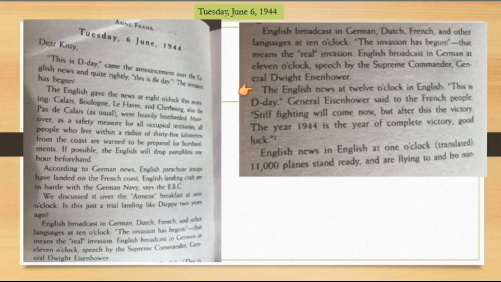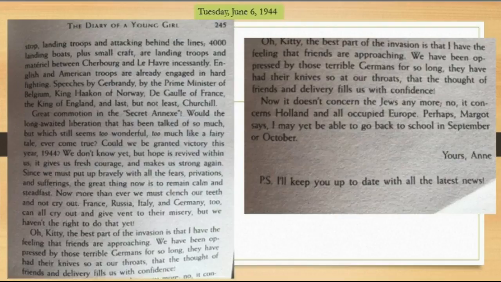This is D-Day. General Eisenhower said to the French people: stiff fighting will come now, but after this, the victory. The year 1944 is the year of complete victory. Good luck. English news in English at 1 o'clock. 11,000 planes stand ready and are flying to and fro, non-stop, landing troops and attacking behind the lines. 4,000 landing boats plus small craft are landing troops and material between Cherbourg and Le Havre incessantly. English and American troops are already engaged in hard fighting. Speeches by Gerbrandy, by the Prime Minister of Belgium, King Haakon of Norway, de Gaulle of France, the King of England, and last but not least, Churchill.